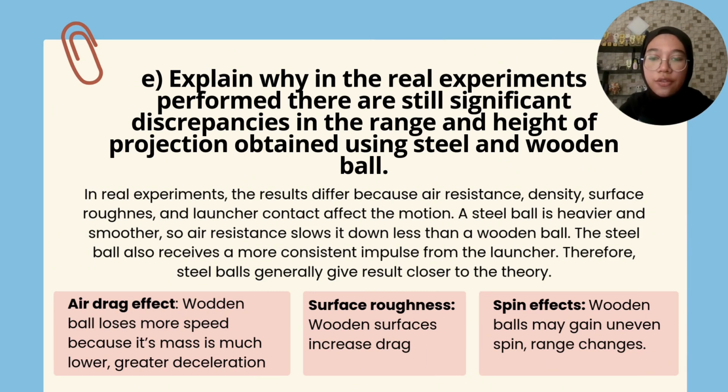The first thing that affects the wooden ball is the air drag effect. The wooden ball loses more speed because it is lighter. Therefore, it will produce a greater deceleration. Next, the wooden ball has a rough surface. Therefore, it will increase the drag. And lastly, wooden balls may gain uneven speed. Therefore, the range will change.